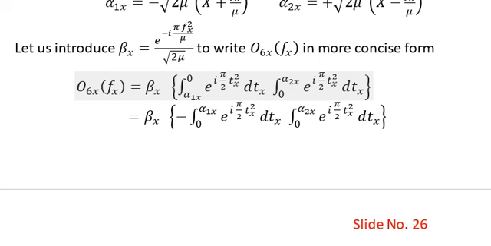So this is one integral, and because we are only solving this single integral, this integral now is equal to beta x. We have represented this integral in such a way that we have multiplied the first integral with a negative sign, so that we can write the limits from 0 to alpha 1x. The other integral is also with the limits from 0 to alpha 2x, and you know that the integrand in both the integrals is the same.